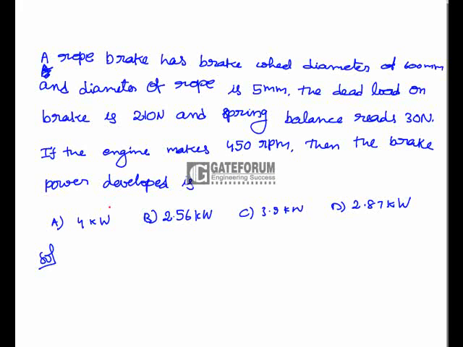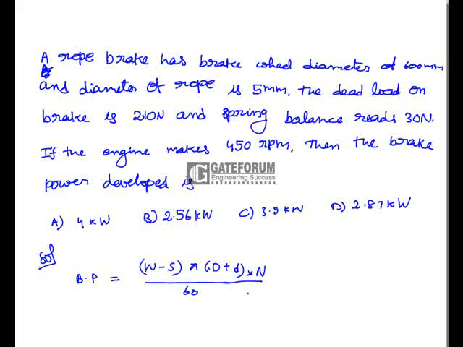A rope brake has a brake wheel diameter of 600 mm and a rope diameter of 5 mm. The dead load on the brake is 210 Newton and the spring balance reads 30 Newton. If the engine makes 450 rpm, then the brake power developed is given by (W minus S) into pi into (D plus d) by 60 into N by 60. So this is the brake power developed by the engine when we use a rope brake.